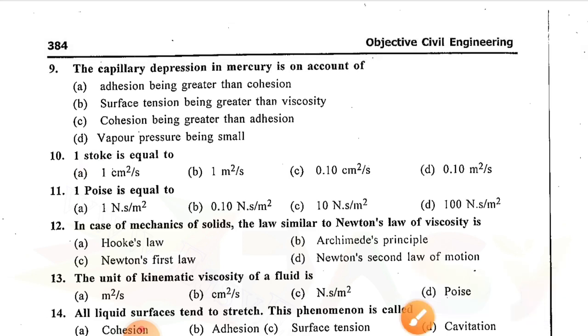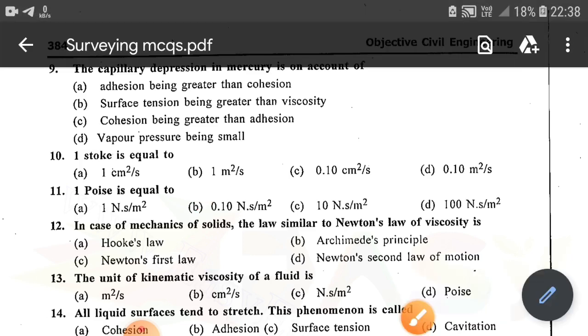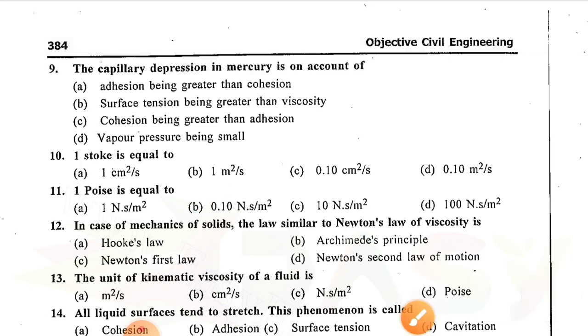Question number 11, 1 poise is equal to, option B is correct, 0.10 Newton second per meter square. Question number 12, in case of mechanics of solids, the law similar to Newton's law of viscosity is, option A is correct, Hooke's law.